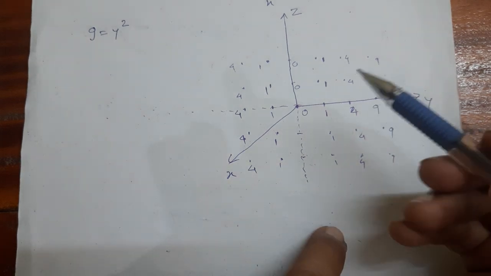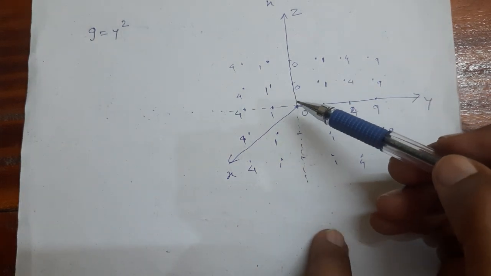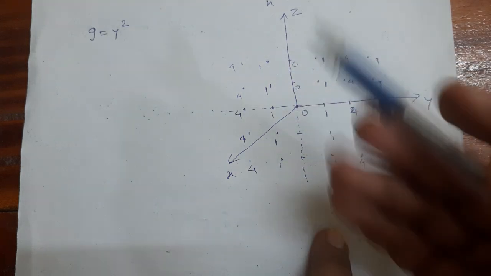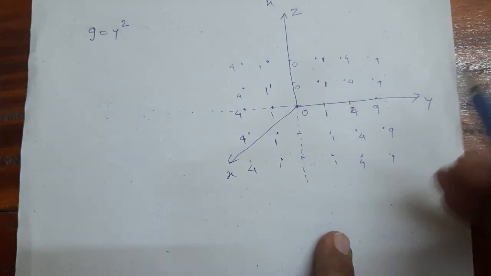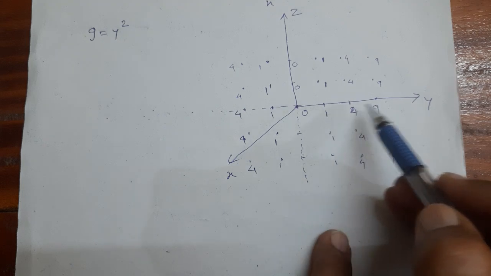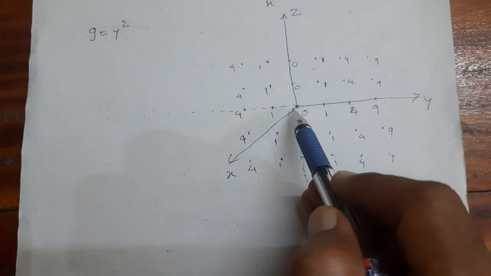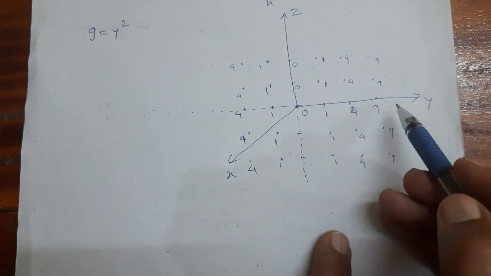Now you will realize that on the xz plane, everywhere the value is 0. The xz plane is perpendicular to the plane of the figure. And to the right side, the value goes on increasing. To the left side, the value goes on increasing. That means along the y-axis, the value increases. Along the minus y-axis, the value increases.